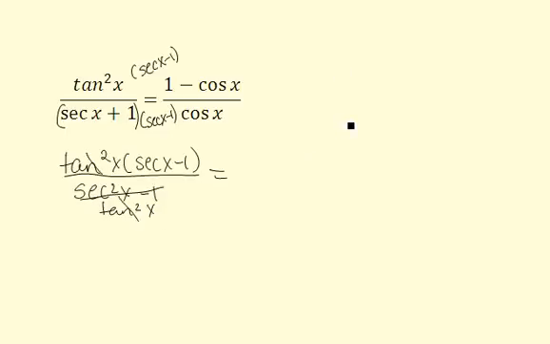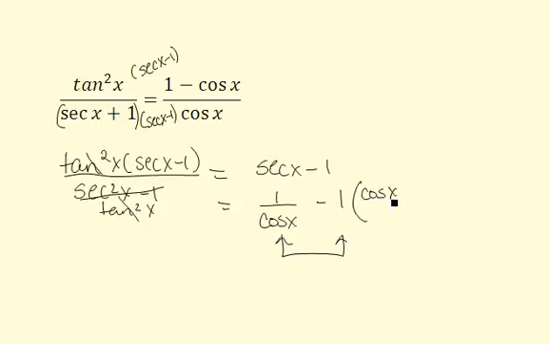We will now recognize that secant squared x minus 1 is just tangent squared of x, and our tangent squareds will cancel to make 1. Therefore, I'm left with secant x minus 1. We would recognize that secant of x is 1 over cosine of x, and we are trying to subtract off 1. Finding a common denominator to subtract these two, we would have the cosine of x divided by the cosine of x, and we would now have 1 minus the cosine of x in our numerator all over the cosine of x in our denominator, verifying our identity.